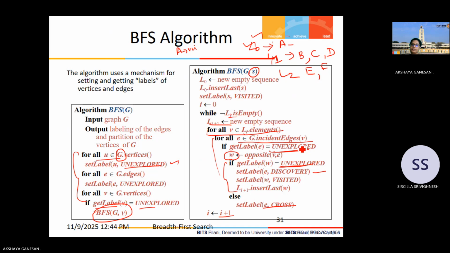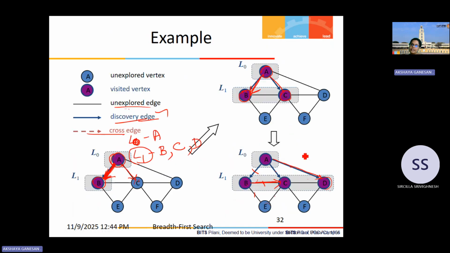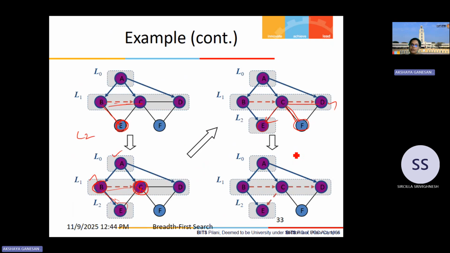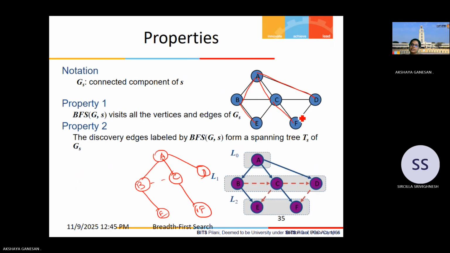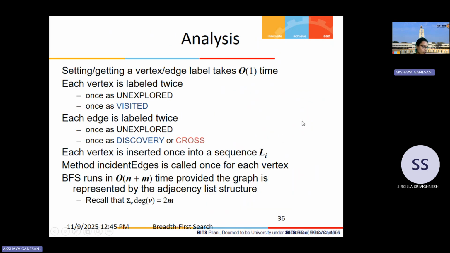And you add this as an explore and you repeat it. So all the other edges will be set as cross edges. So you have L2, 2 nodes E and F, L1, B, C, and D. This is the breadth first search algorithm.